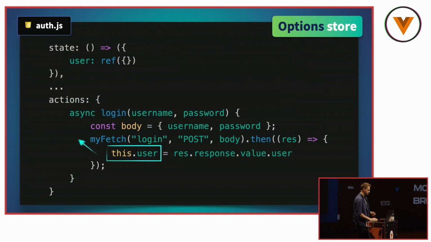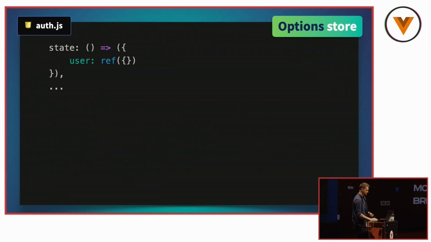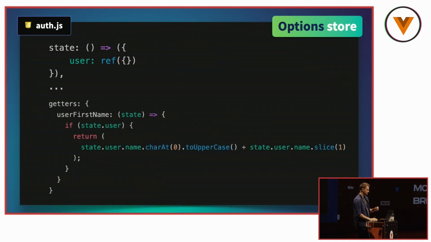So we could say, for example, this.user, and we can say this because we are in an option store. Now, still in an option store, if we are in a getter, we're not going to say this.user in this case. We're actually going to be passing in the state itself for the getter to be able to access it.